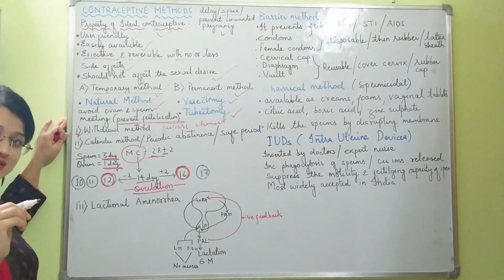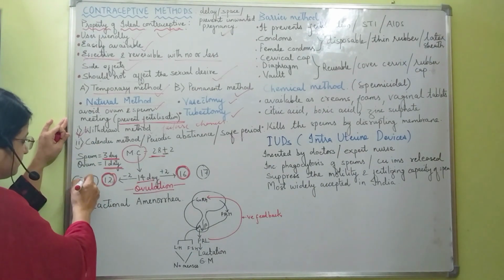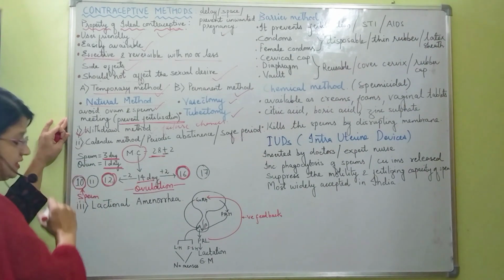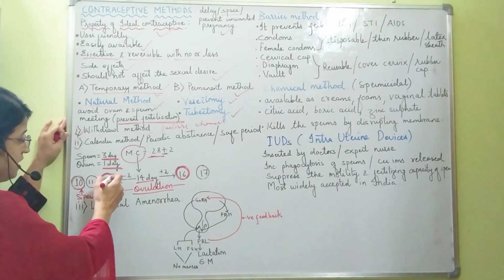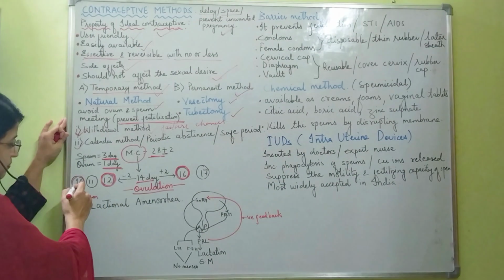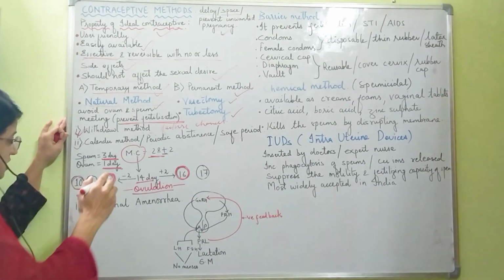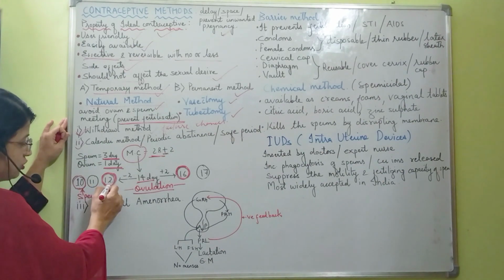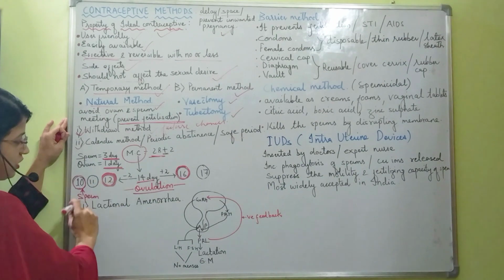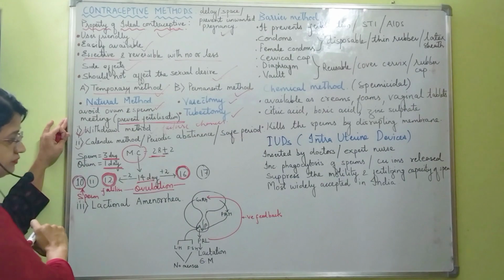Clear? Now just see here, suppose coitus takes place on the 10th day. It means the sperm entry will take place on the 10th day, and the female is ovulating on the 12th day. Now what will happen? The sperm can live for how many days? It can live for 3 days, so 10th, 11th and 12th. So if the ovum is released on the 12th day, there will be fertilization. Clear?